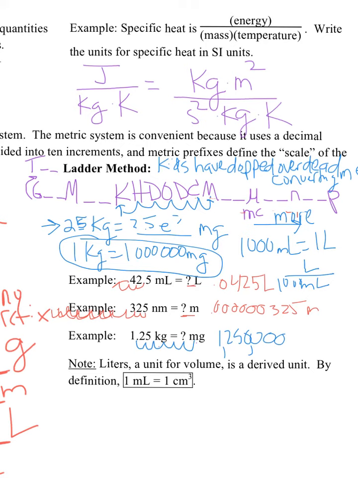Liters, we said, is a derived unit for volume, because it comes from centimeters times centimeters times centimeters, and they created this unit, liters, as an alternative to cubic centimeters or cubic meters, and they use this conversion right here. So every milliliter is 1 cubic centimeter. That's an important thing to remember also. 1 milliliter is 1 cubic centimeter.